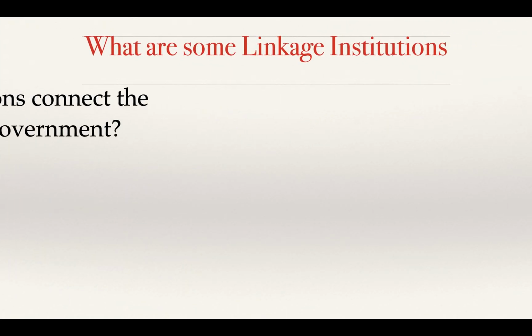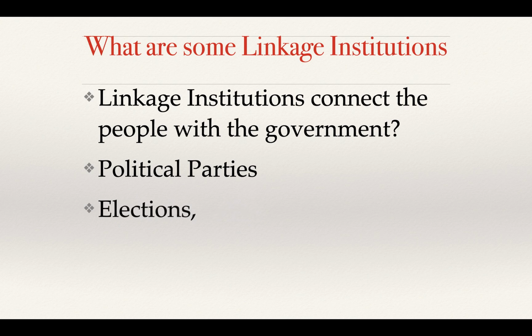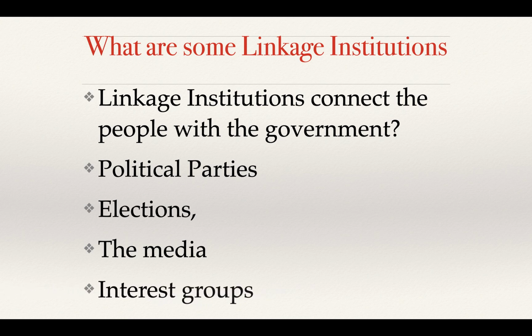So real quick, just make sure you know your linkage institutions. Political parties are a linkage institution. Our parties will link us to the government. We can join a party to push and connect with the government. Elections are a linkage institution. The election lets us determine who the government is. That's a direct connection to the government. The media is a linkage institution. It links us to the government, and that's what we're going to really hit in the next video. And then interest groups. We talked about how they push on the government, and we can give money to our interest groups.